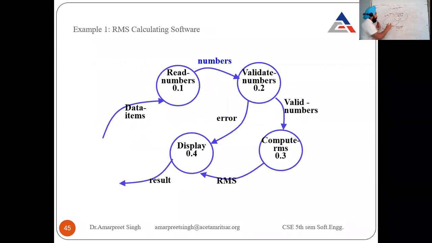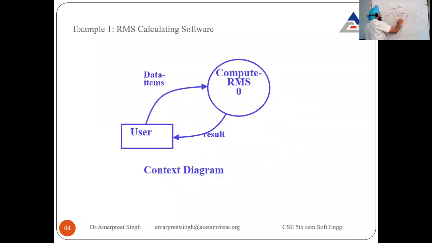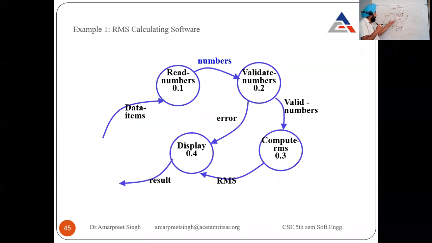Clear? Now, here we have to compute RMS. It is level 0, and the main thing is computing the RMS. Now it is further divided into sub functions, and we will denote these sub functions in a level 1 DFD. So see the level 1. What happens in compute? This bubble is exploded and represented in the slide in front of you.